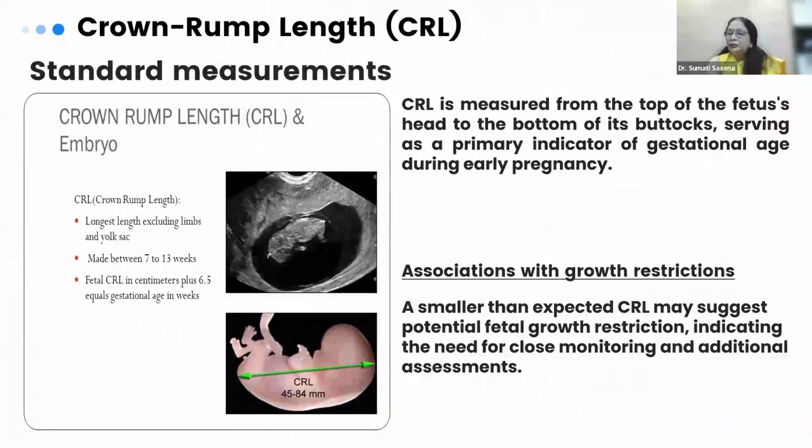Then, around 6 weeks in the gestational sac, after the development of the yolk sac, there is appearance of the fetal pole. That is, the fetal pole appears at 6 weeks of pregnancy, and when it appears, we measure the crown rump length, CRL, which is the longest length of the embryo, excluding limbs and yolk sac. If the CRL is less than expected according to the gestational age, it may suggest potential fetal growth restriction, indicating the need for close monitoring and additional assessment.